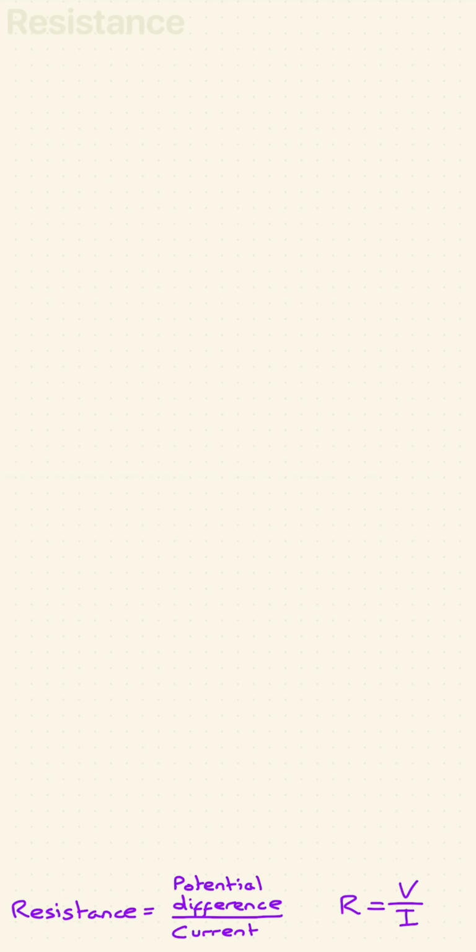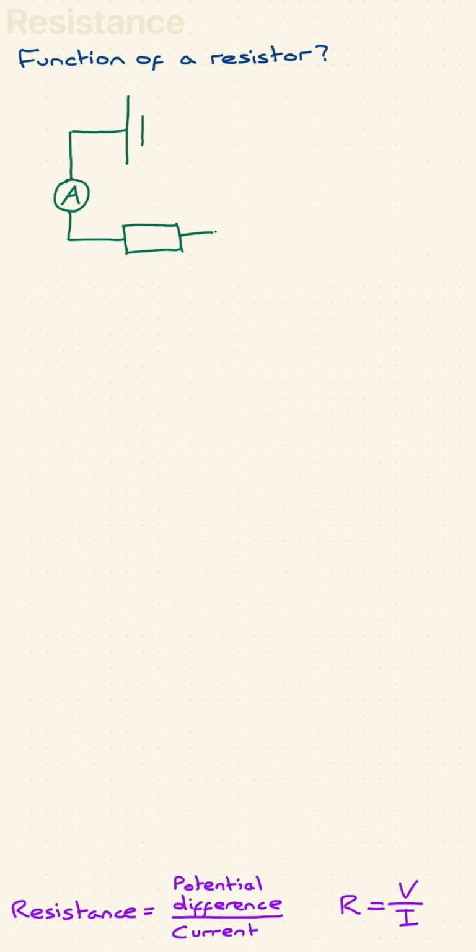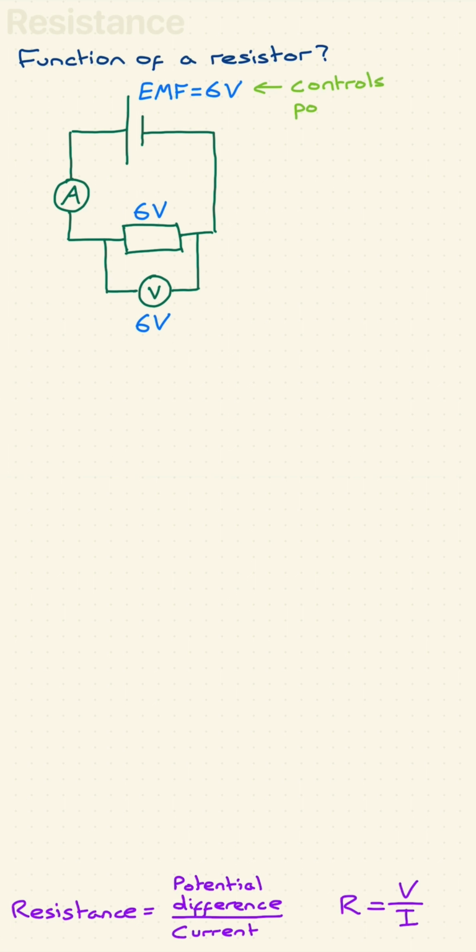What is resistance in an electrical circuit? And perhaps more usefully, what does a resistor do? So here's our basic circuit with a cell, an ammeter, a resistor, and a voltmeter across the resistor. If the cell has an EMF of 6 volts, the resistor will have a PD of 6 volts, which is shown on the voltmeter. That's fixed. That's controlled by the cell. It has an EMF of 6 volts and it is driving the circuit.